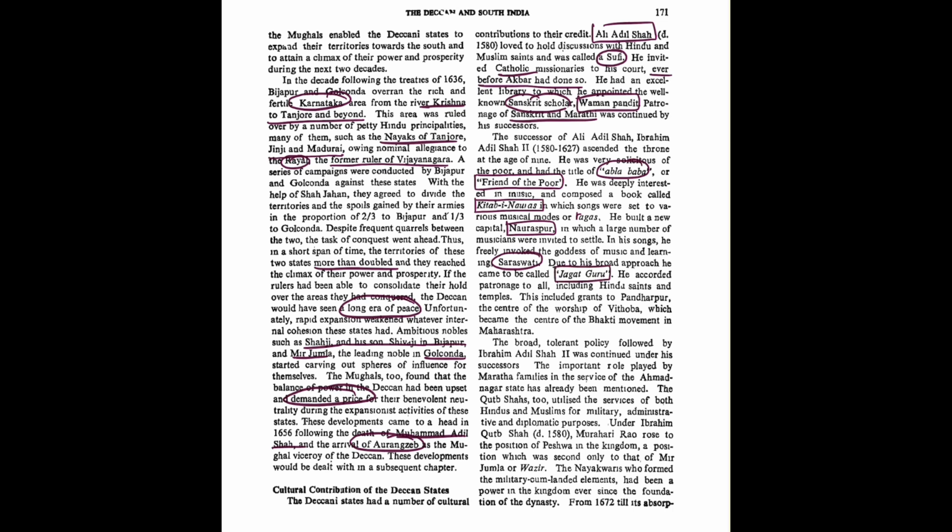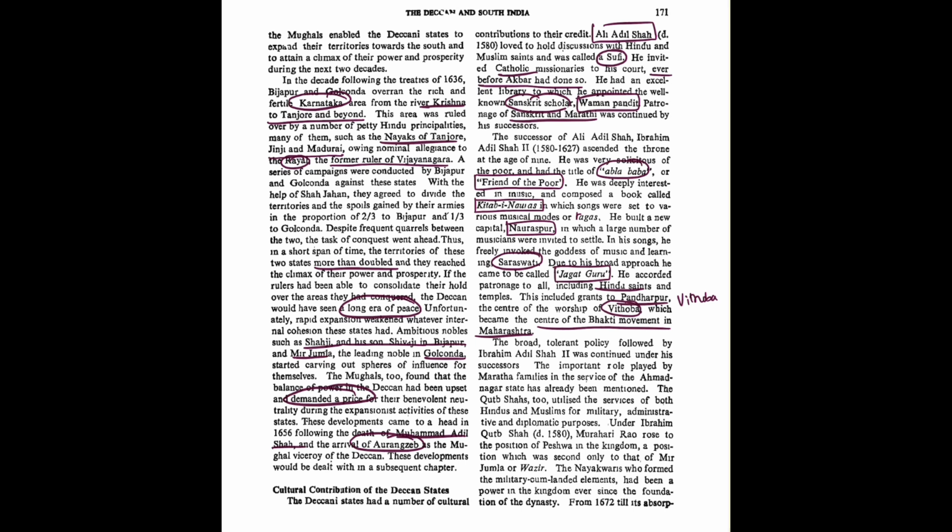He accorded patronage to all, including Hindu saints and temples. This includes grants to Pandharpur, the center of worship of Vithoba, which became the center of the Bhakti movement in Maharashtra. The broad tolerant policy followed by Ibrahim Adil Shah was continued under his successors.